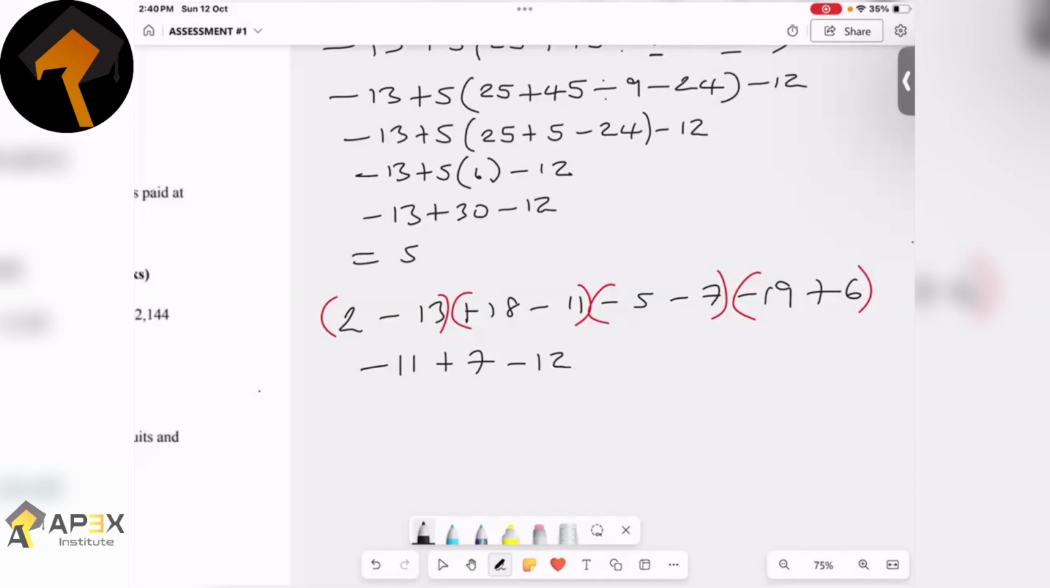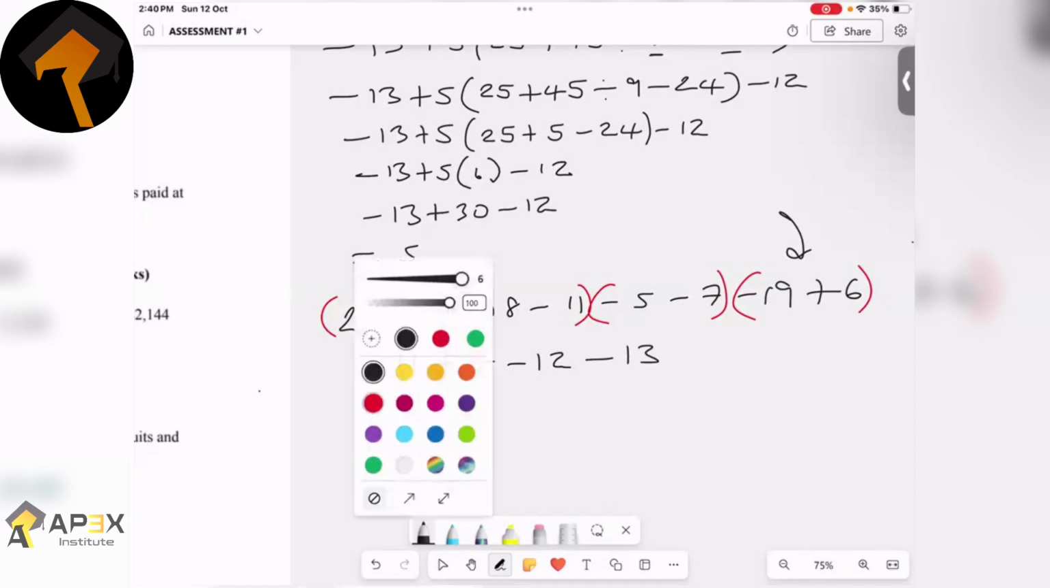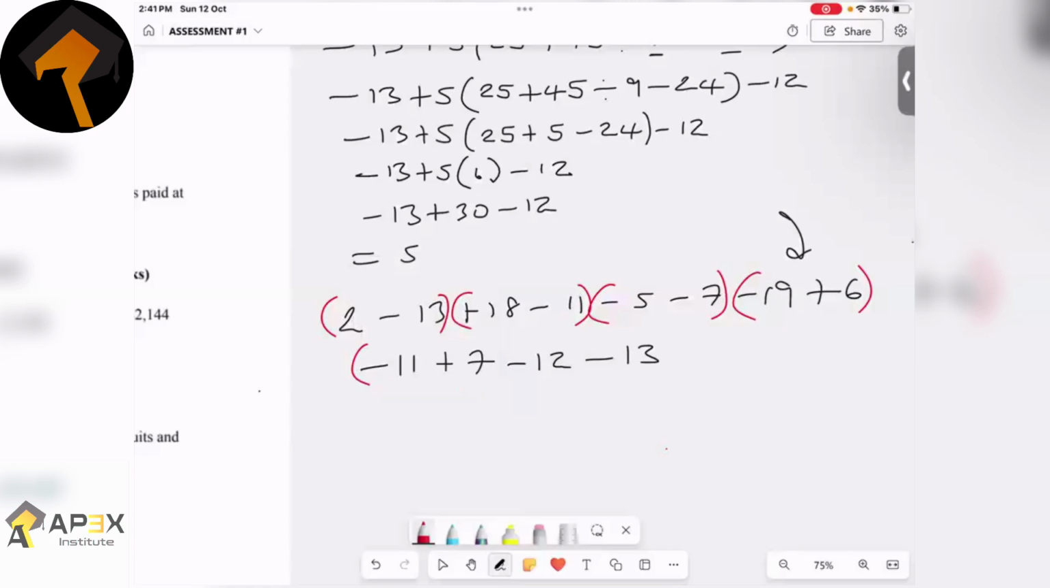Bracket number 4, the final bracket over here, negative 19 plus 6. I owe 19 and I'm only able to pay the 6 that I have. So I'm still going to owe 13. At this stage then, all you have to do is just place this into groups of 2 again. And then we're going to have negative 7 plus negative 11 plus 7. That's going to give us negative 4. And then in bracket number 2, we owe twice, so that's minus 13, minus 12, minus 13, that's minus 25.